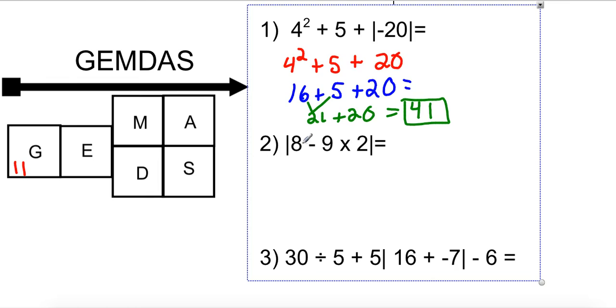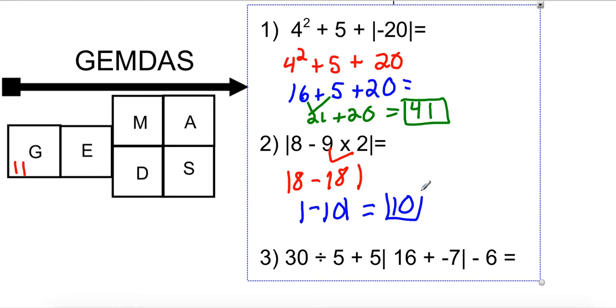In our next example, you're going to see that all of our operations are actually within the absolute value. So the first thing I'll need to do is solve multiplication within my group. 9 times 2 will give me 18. And I bring everything else down, including the absolute values. So 8 minus 18, and the absolute value around that. 8 minus 18 is going to give me the absolute value of negative 10. And once I take the absolute value of that, I just get positive 10 as my solution.